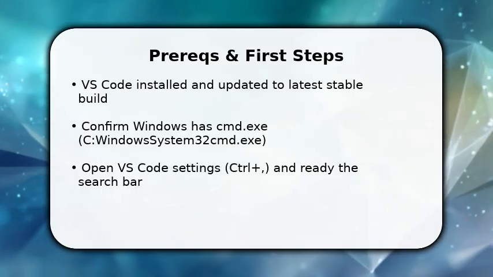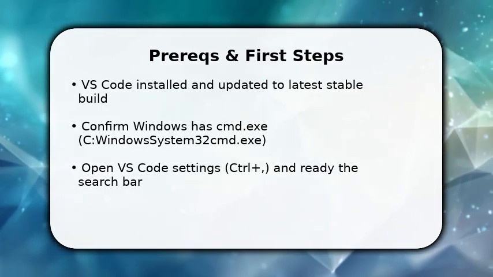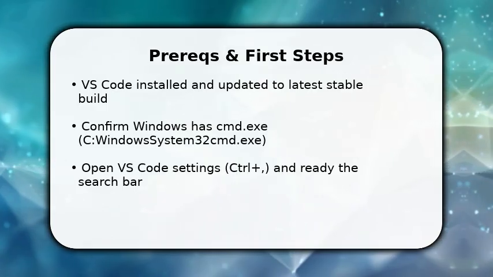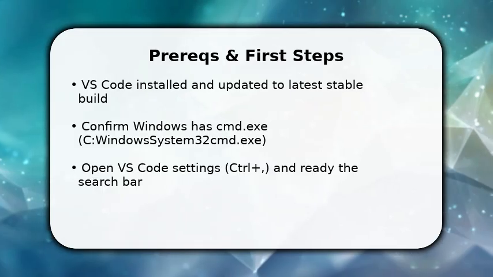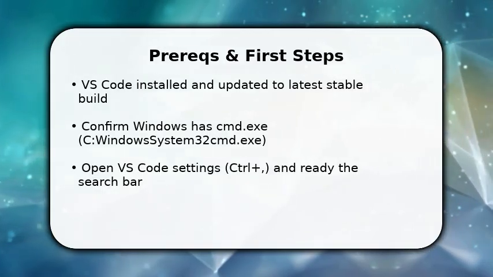You start with 2 quick checks. VS Code is installed and Windows has cmd.exe available. Once confirmed, open VS Code and press Ctrl+, to open settings. In the search field, type Terminal, Integrated, Default Profile, Windows to jump directly to the profile setting.